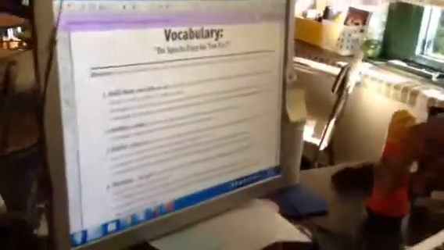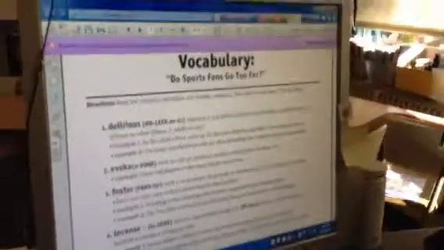So, before we get into this article about crazy sports fans, we gotta go through some vocabulary and just kind of look it over so that we have a good understanding of what we read. So, you should have a paper that looks like this. It should say vocabulary at the top. Do sports fans go too far? The name of our article.